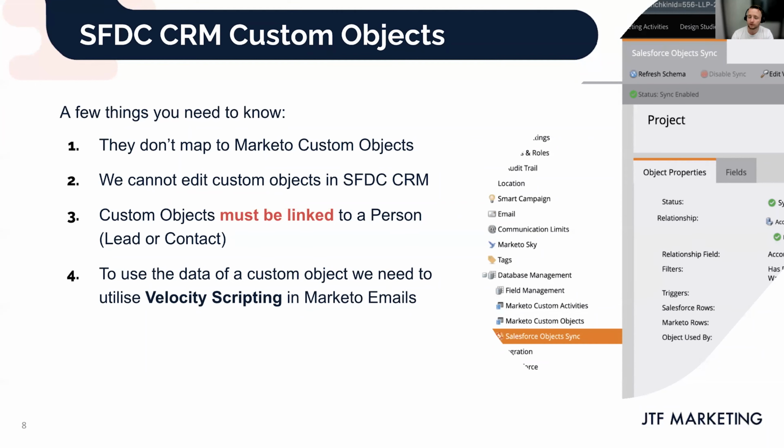The second question we often get asked in this topic is, how do I use the data from these custom objects? Maybe I've got car leasing information or insurance policy information, investment information, purchases online, whatever it might be. Whatever you're storing in those custom objects, you will need to use velocity scripting in order to bring that into your Marketo emails or landing pages.